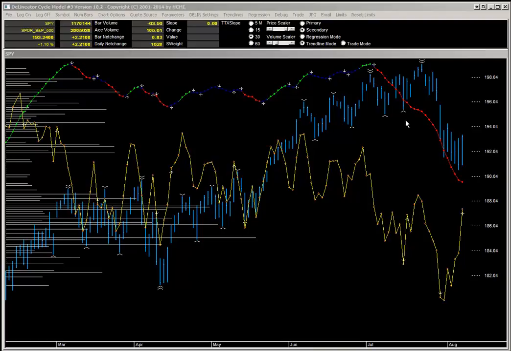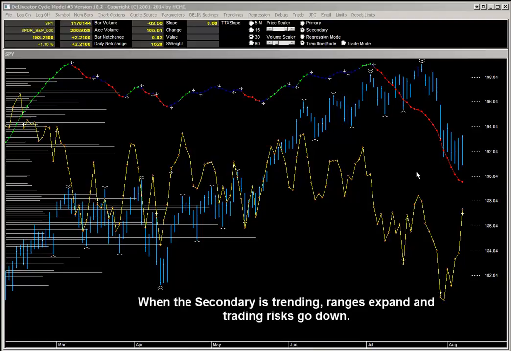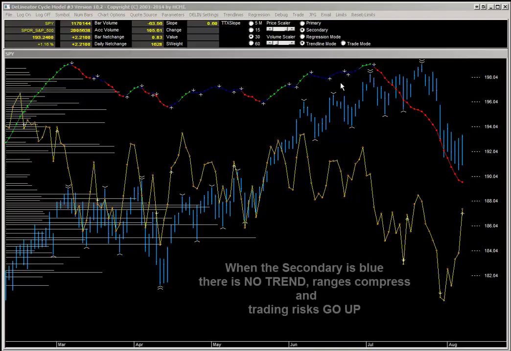So when the secondary is trending, when it's green or when it's red, we expect our ranges will expand and our trading risks go down. When the secondary is blue, there is no trend, our ranges compress, and our trading risks go up.